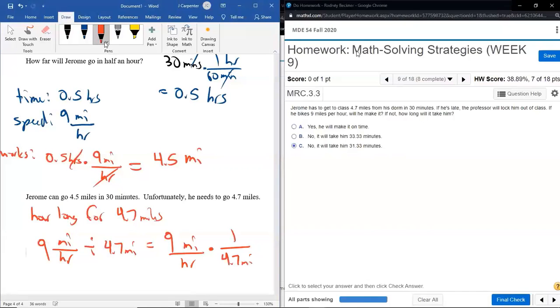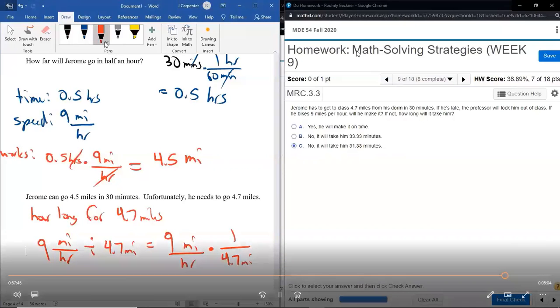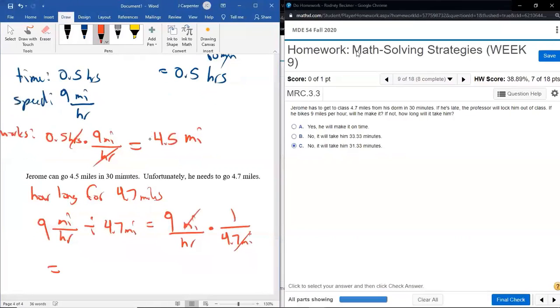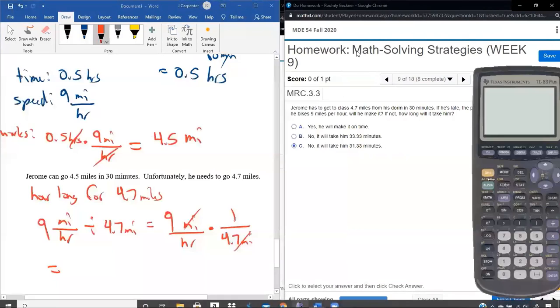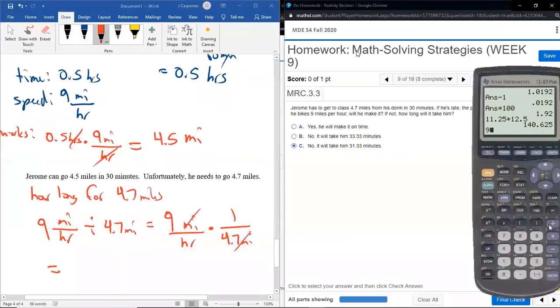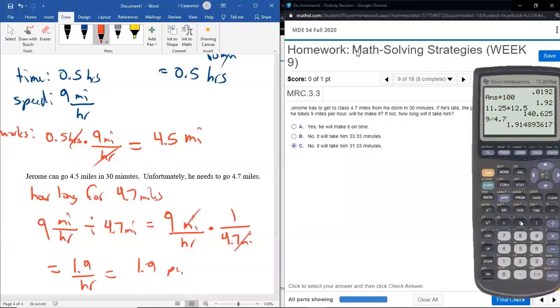And then you have a 1 in the top since there was nothing there originally. So your miles do cancel this time, and what you end up with is 9 divided by 4.7. It's about 1.9. But the units of hours are in the bottom, so it's 1.9 over hours, or 1.9 per hour.